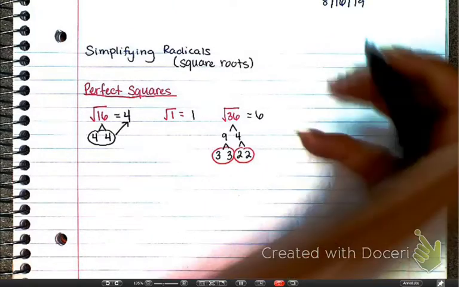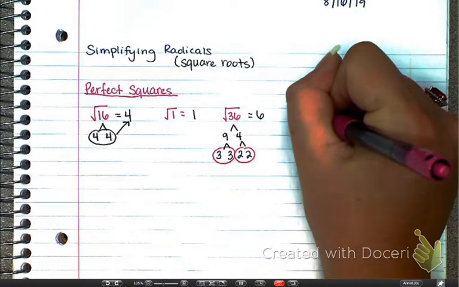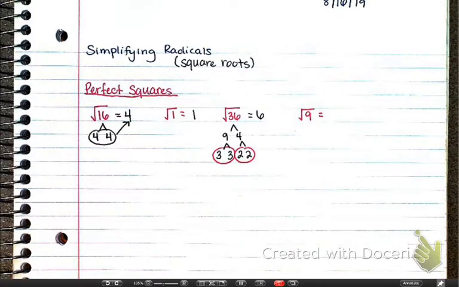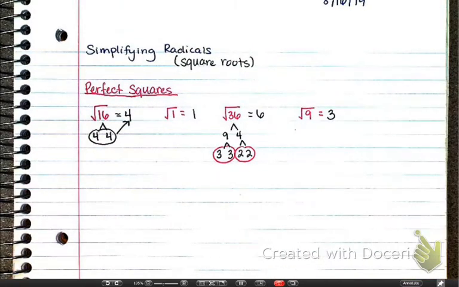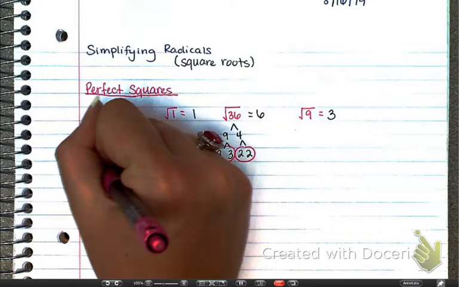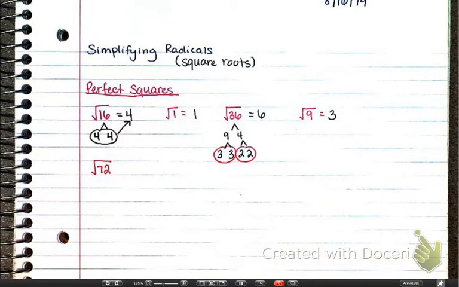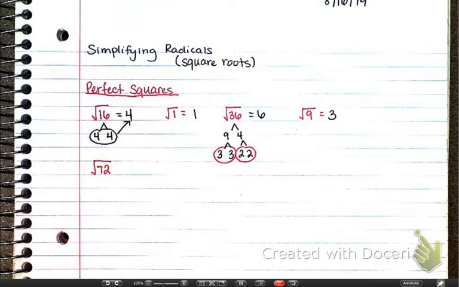So let's do one last one for a perfect square. What is the square root of 9? 3. Okay, because 3 times 3 is 9. Understand where we went there? Okay, so if I give you the square root of 72, you're going to look at that and say, I don't know, right? I don't know if there's a number that multiplies by itself. Some of you, I can see your brains working. Okay, 8 times 8 is 64, 9 times 9 is 81, so there's nothing in between, right?